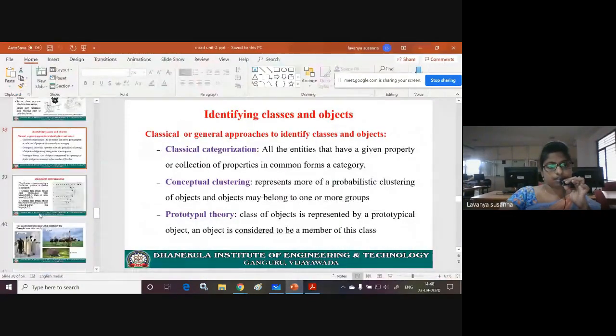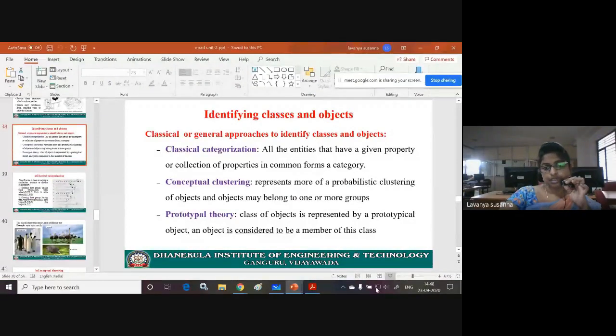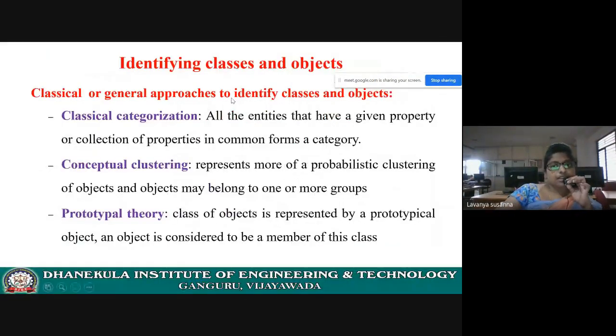Identifying classes. Okay, let us see it. These are the general approaches, general classification approaches. First one is classical categorization. Here, you are going to group the classes based on some common properties, based on the presence or absence of the property.